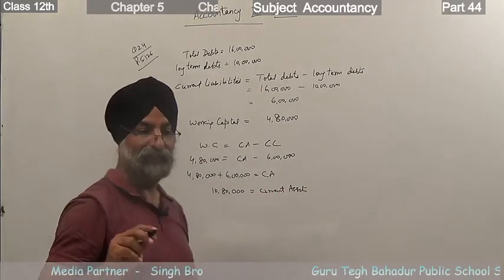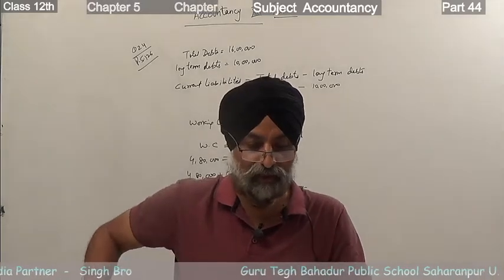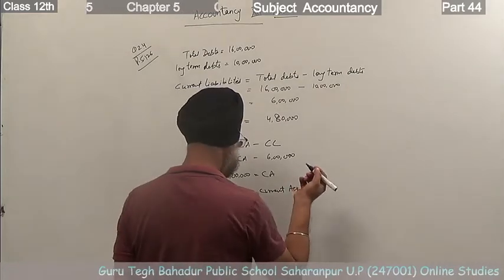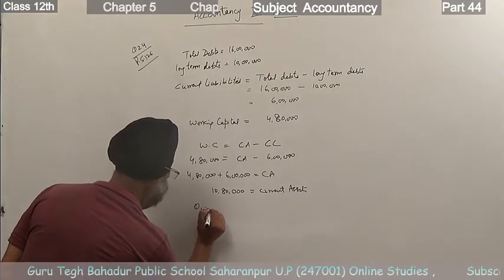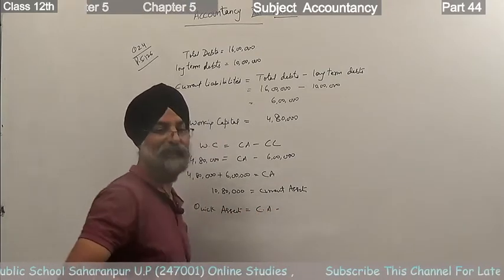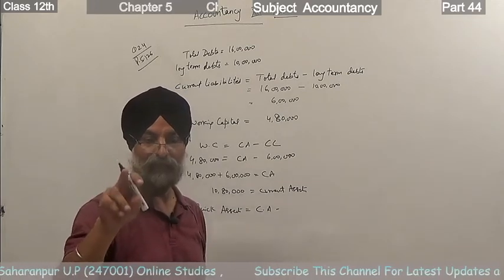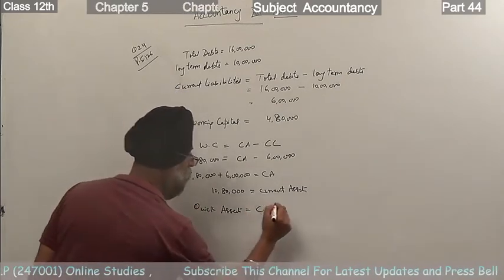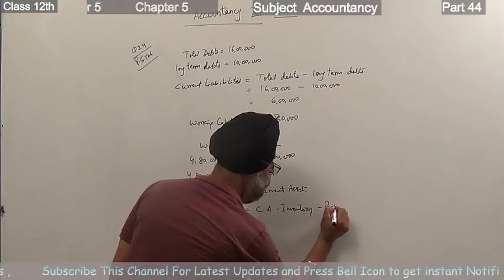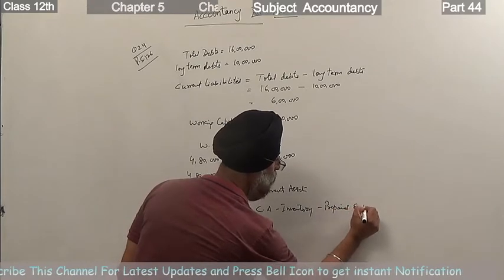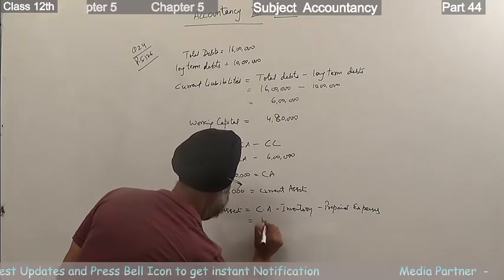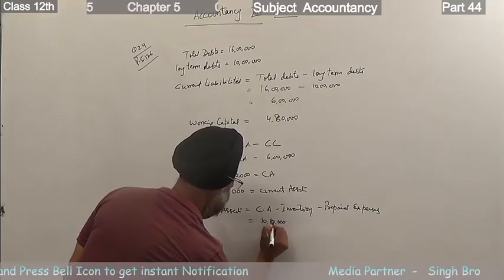Now after finding the current assets, there is a need of liquid assets. How do we find liquid assets, or we can say quick assets? Quick assets equal to current assets minus inventory minus prepaid expenses. Current assets are rupees 10,80,000 as we found above.